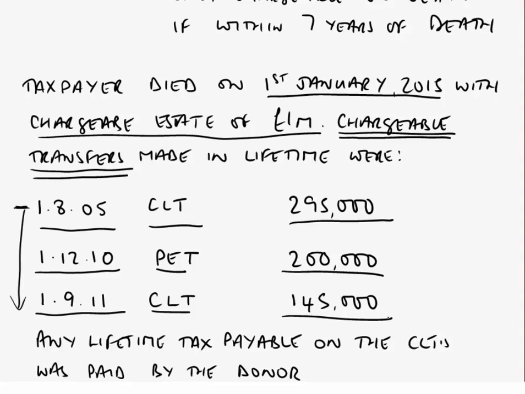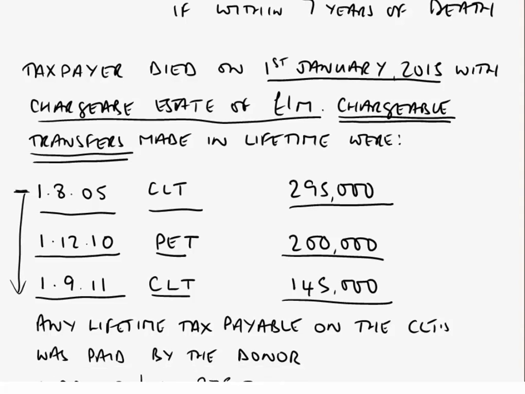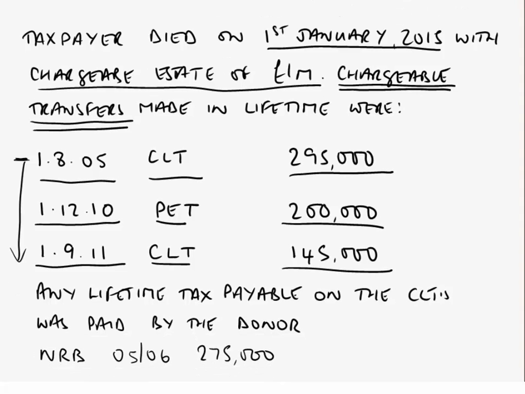Now with CLTs, of course, we need to know who is going to pay any lifetime tax that may fall due on either of these CLTs. We're told any lifetime tax payable was paid by the donor. Even if I had not given you that statement, that is the assumption you would make. You'll only take it that the trustees, the donees, would have paid the tax if you were specifically told so.